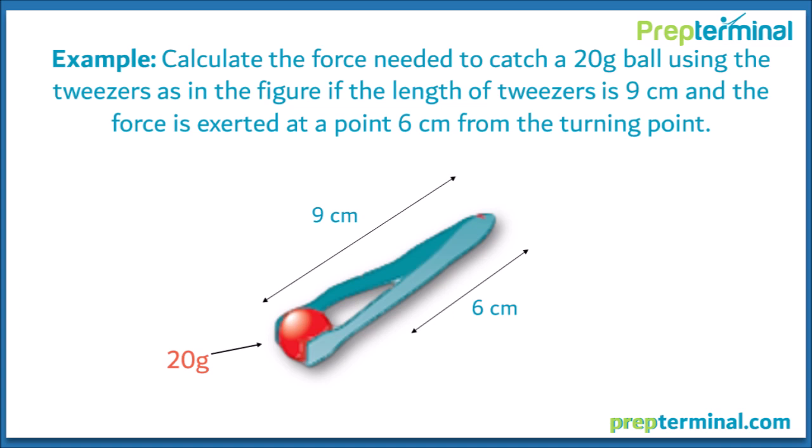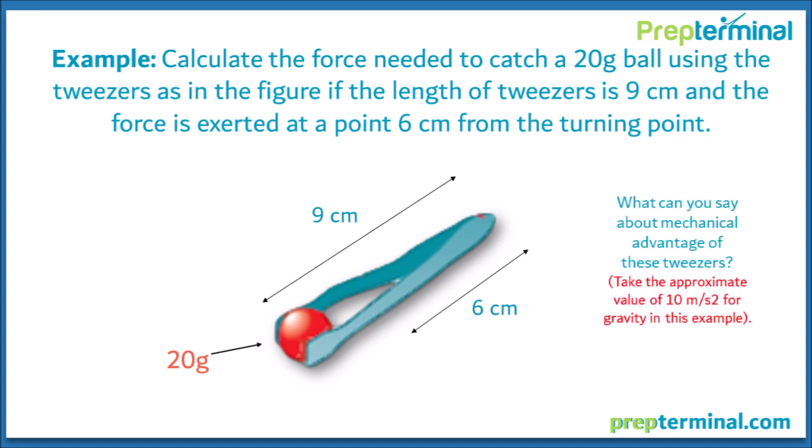Example: calculate the force needed to catch a 20-gram ball using the tweezers as in the figure if the length of tweezers is 9 centimeters and the force is exerted at a point 6 centimeters from the turning point. What can you say about mechanical advantage of these tweezers? Take the approximate value of 10 meters per square second for gravity in this example.